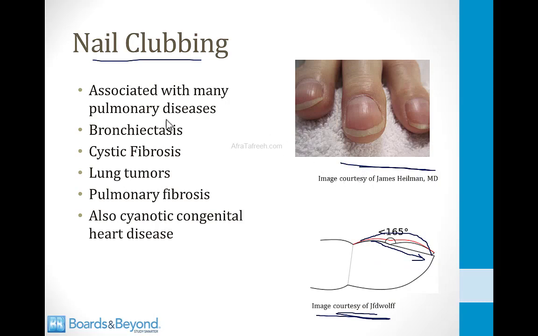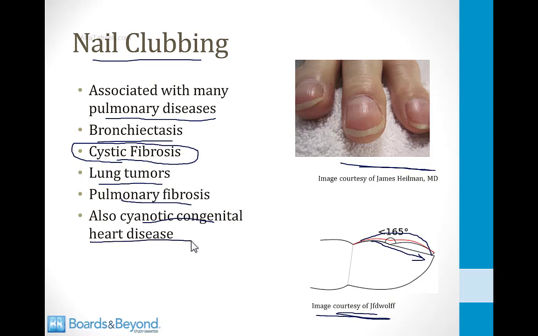And nail clubbing is associated with many pulmonary diseases. Some of the classic ones to be associated with clubbing are bronchiectasis, cystic fibrosis, which can potentially cause nail clubbing in children, lung tumors, pulmonary fibrosis, and then finally cyanotic congenital heart disease has been associated with nail clubbing. And that concludes our module on the lung physical exam.